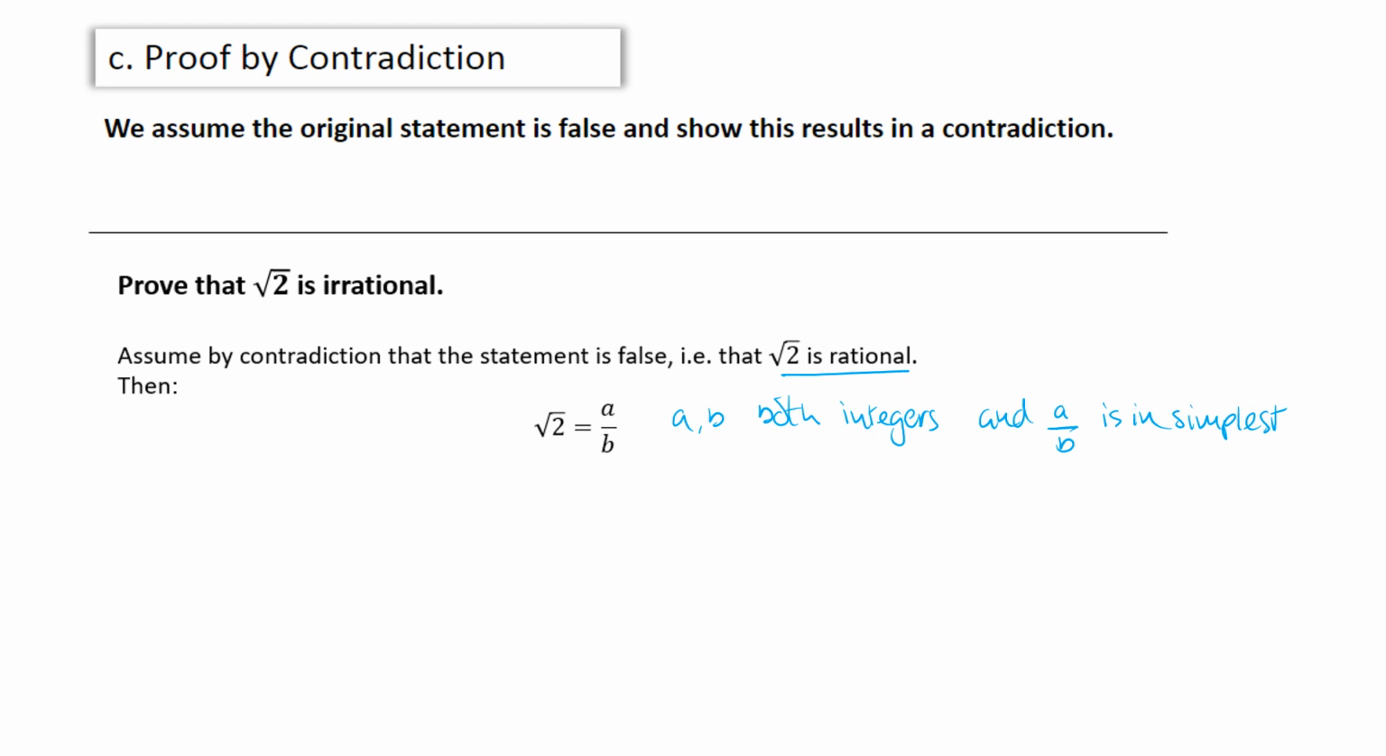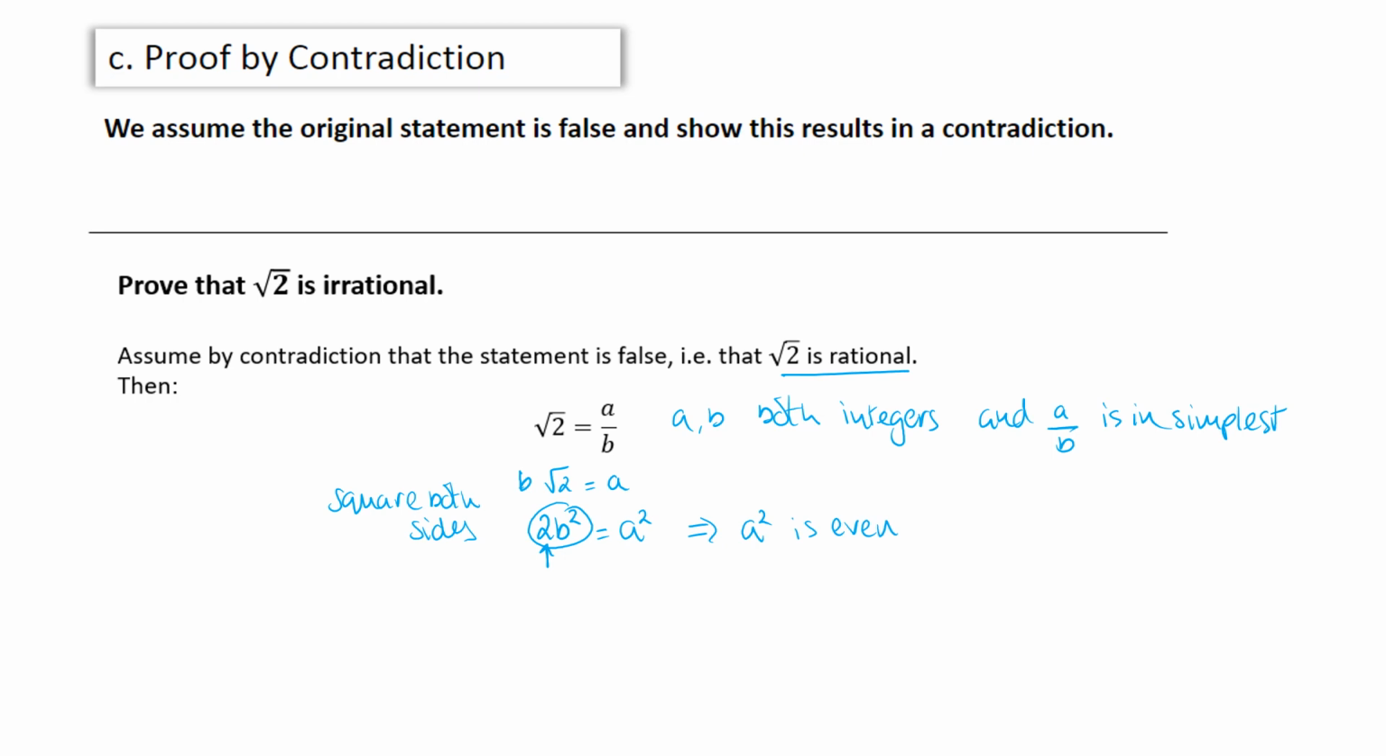So what we do is we cross multiply and say that b root 2 would equal a, and then if we square both sides, we would get that 2b squared is equal to a squared. Now this tells us that a squared is even. Because of this 2 in front, then this expression on the left must be even. Anything doubled must be even.